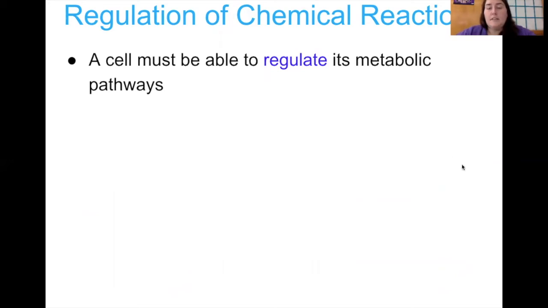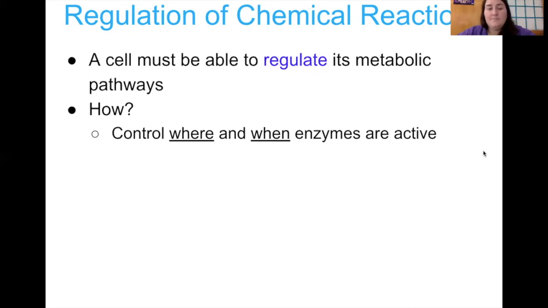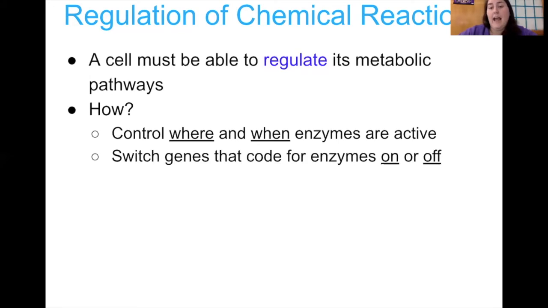Now we're going to talk about the regulation of chemical reactions. And so a cell must be able to regulate metabolic pathways. We don't always need a lot of different proteins in our bodies, but when we do need it, we need to be able to make it and make it quickly. And so a cell is going to regulate what goes in and what gets made, etc. We're going to control where and when enzymes are going to be active. And we're going to switch genes that code for those enzymes on or off. And we'll get into the details of turning genes on and off in Unit 6.